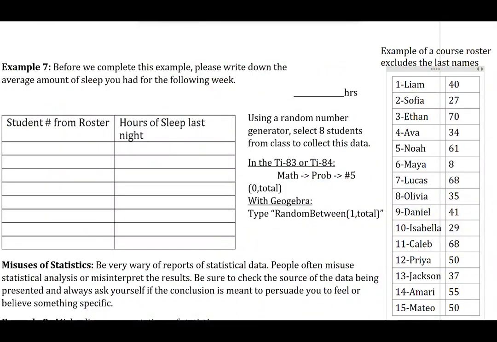And in this module, we're talking about sampling and how to pull a sample. So I wanted to show an example of using a random number generator to try to fill in data for example 7. It says, before we complete this example, please write down the average amount of sleep you had for the following week. Now, I left this question vague on purpose. In my face-to-face classes, I actually go around the room and I'll use the attendance roster and a random number generator to select students at random to fill in this table that has the number of hours of sleep.